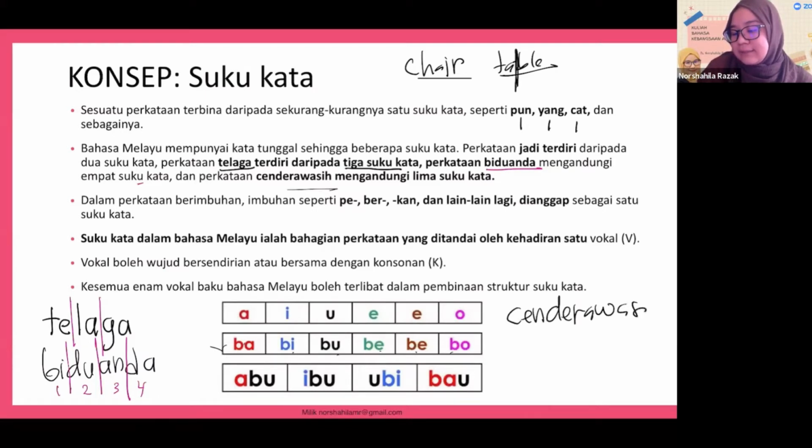Cenderawasih. Okay. Cenderawasih. Cenderawasih. Okay. Cenderawasih. So ada 1, 2, 3, 4, 5. Okay. Jadi kita boleh ada 1, kita boleh ada 3, ada 4, ada 5.